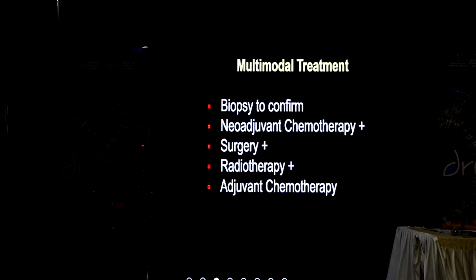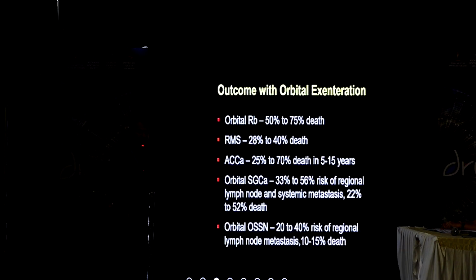Now about multimodal treatment. In multimodal treatment, the principle is that we do only a biopsy to confirm the diagnosis. Then we do neoadjuvant chemotherapy to reduce the size of the tumor. Then we do surgery, then radiation and adjuvant chemotherapy. So this is a sequential treatment starting with biopsy and neoadjuvant chemotherapy followed by surgery, radiation and adjuvant chemotherapy. That actually benefits the patient.